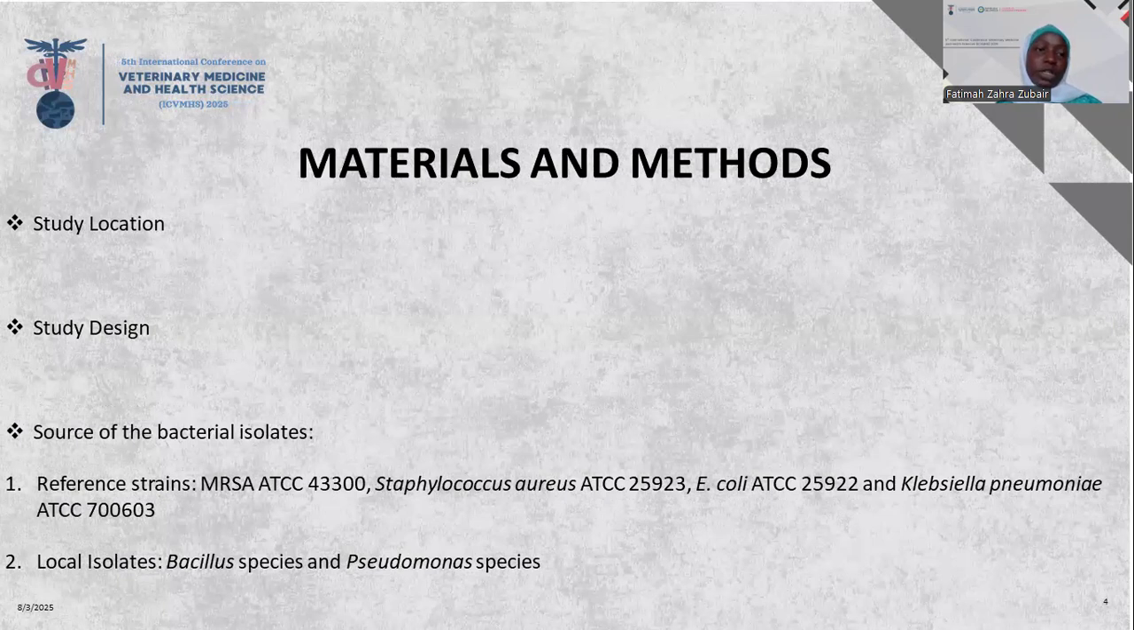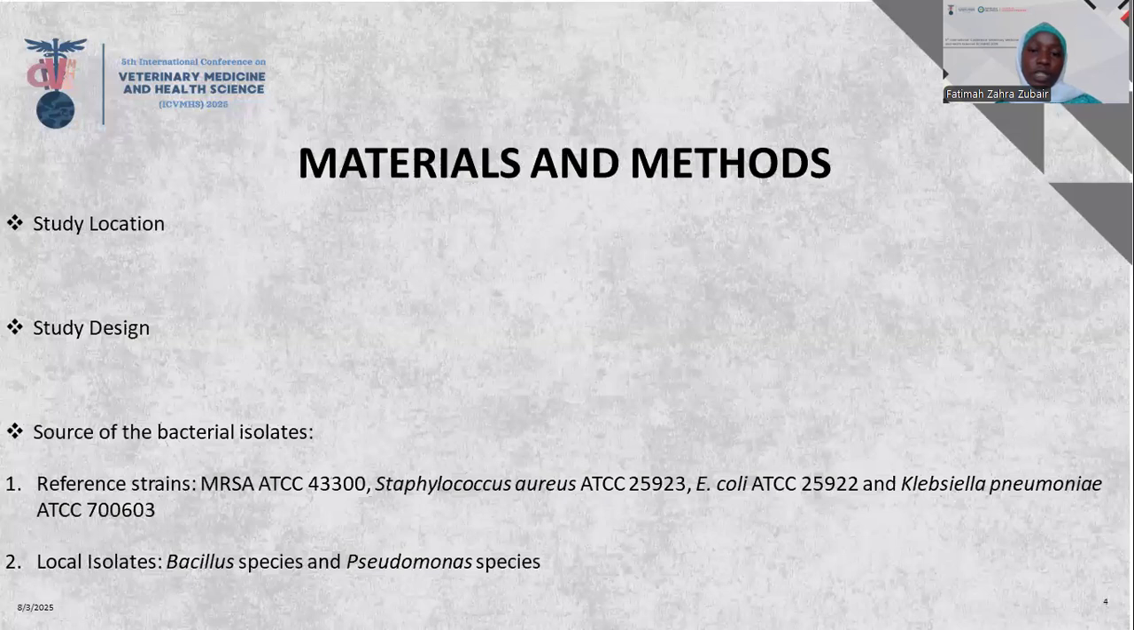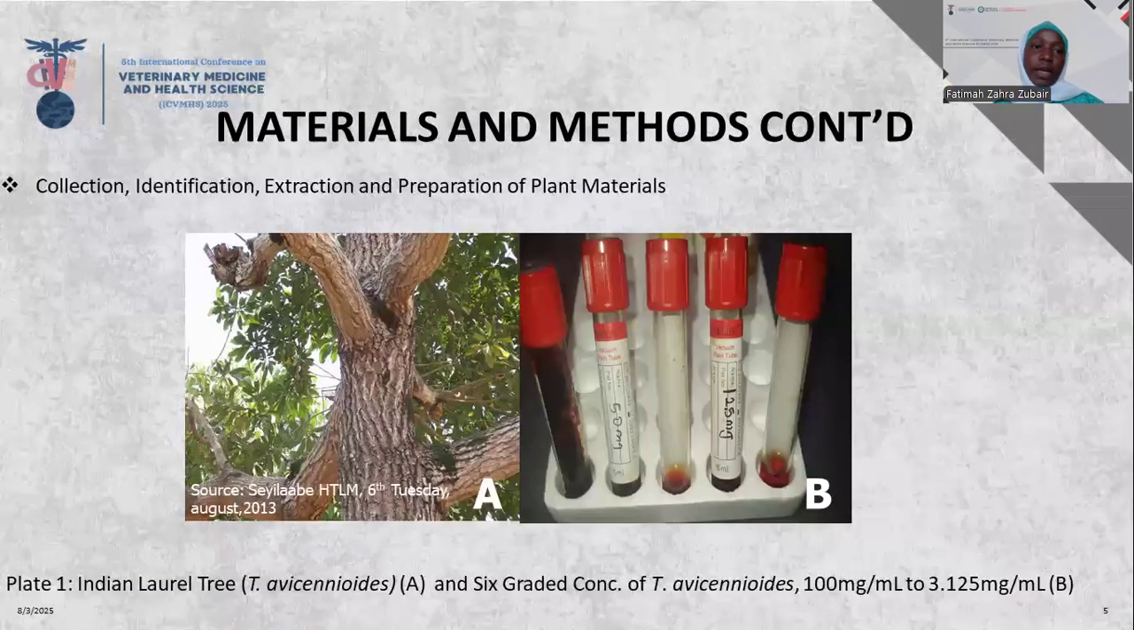Materials and method. The study was conducted at the Antimicrobial Resistant Sentinel Laboratory in the Department of Veterinary Microbiology, Faculty of Veterinary Medicine, Ahmadu Bello University, Zaria, Nigeria, and it was an experimental laboratory-based design. Source of the bacterial isolates. All the reference strains were sourced from Noguchi Memorial Research Institute in the University of Ghana, and all the local isolates were sourced from Ahmadu Bello University, Zaria.